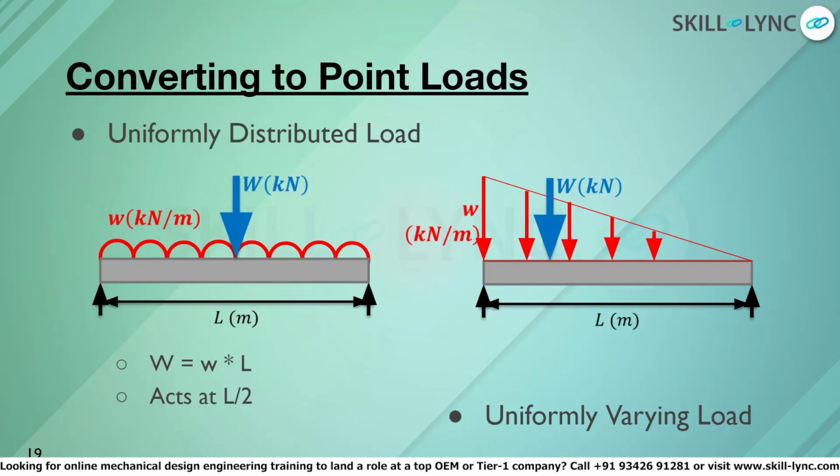Thus, for uniformly distributed load, which is UDL, W is the equivalent point load that acts at the center of gravity of the span L, which is at L by 2. Similarly, for UVL, which is the uniformly varying load, due to its triangular shape, the equivalent load W will again be acting at the center of gravity, which is L by 3 from the 0 position.